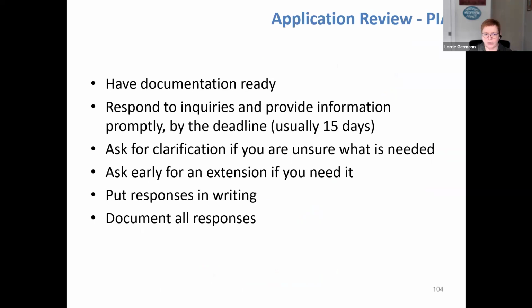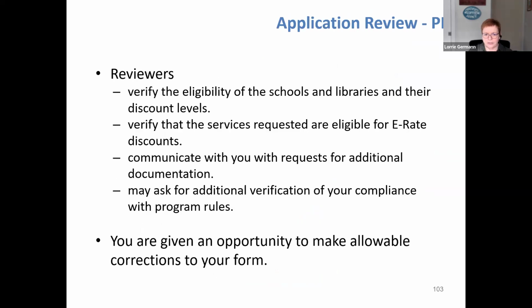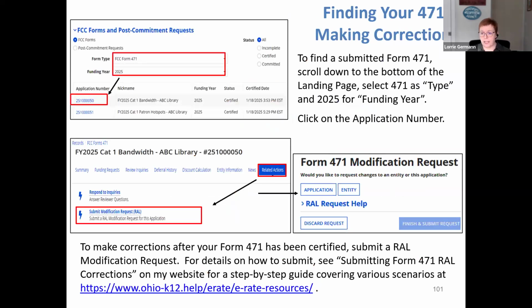I'm going to go back there real quick. Give me a second. So yes, you would click on application and you'll see an option there to cancel. Let's say you had a 471 with two different funding requests. You could cancel just one funding request. You don't have to cancel the entire form. But you would do that under that submit modification.